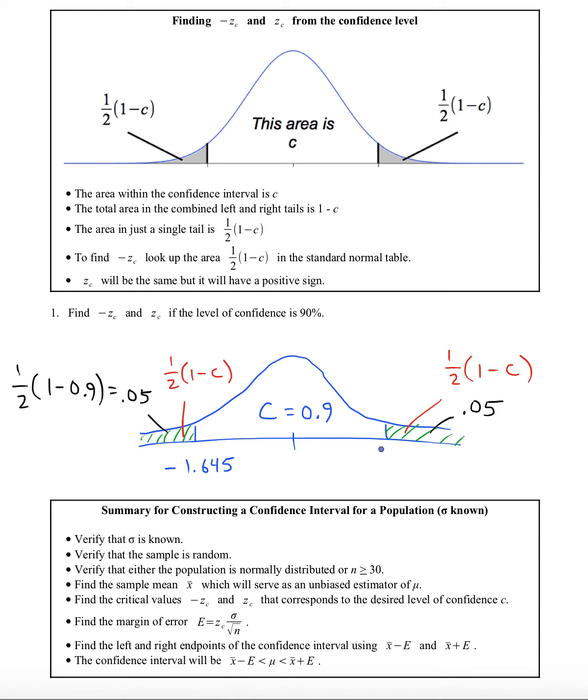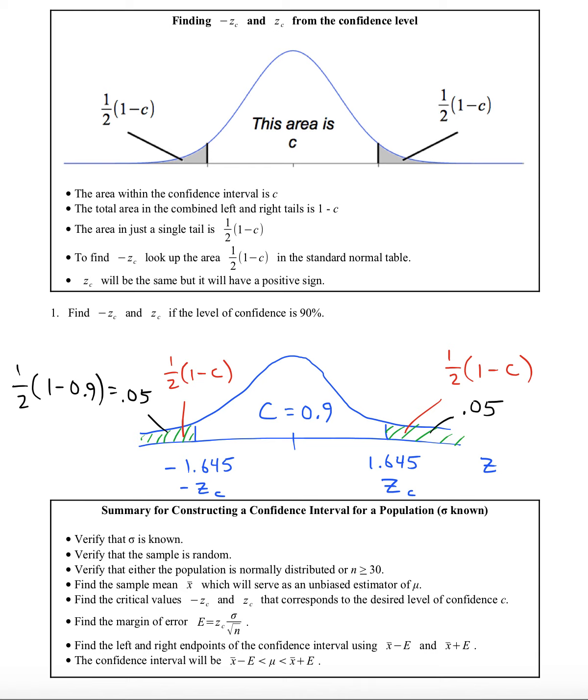Now, if we were to find the ZC for the other side, they would be the same because of symmetry. That's going to always happen with confidence intervals. And these are Z values. The one on the right is called ZC. The one on the left is negative ZC.